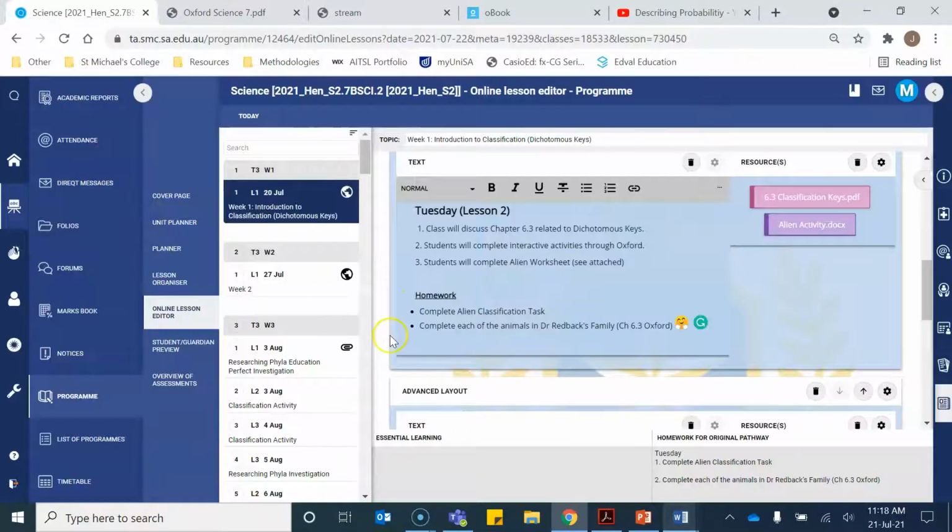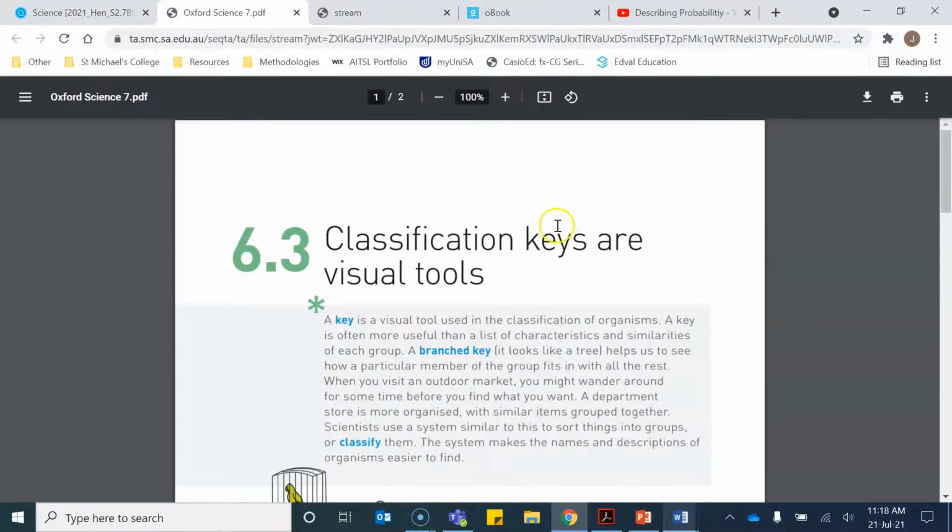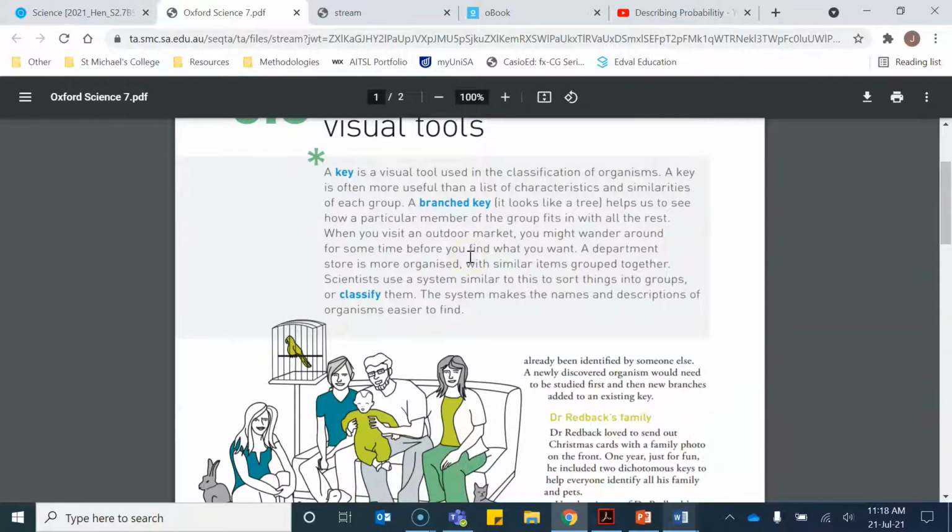The second task that I'd like you to work through is the second thing I'd asked you to complete for homework: the classification of Dr. Redback's family, which was shown in chapter 6.3. I've included a PDF copy of that chapter here, but you can also access it via the Oxford Online. Now, I've just got the relevant pages open.